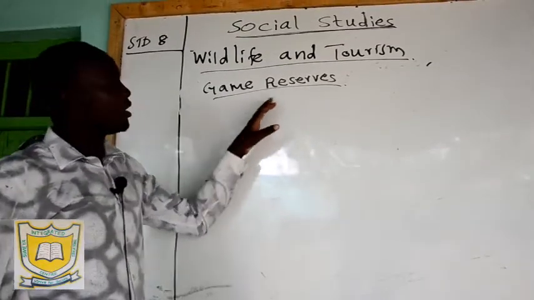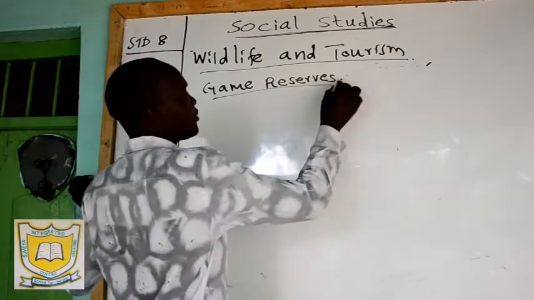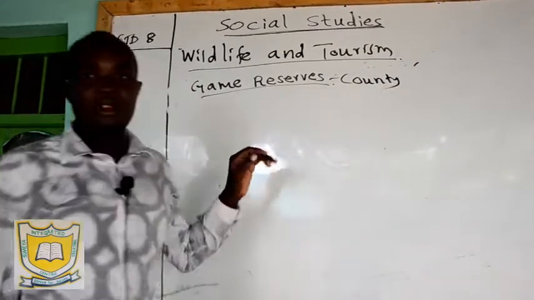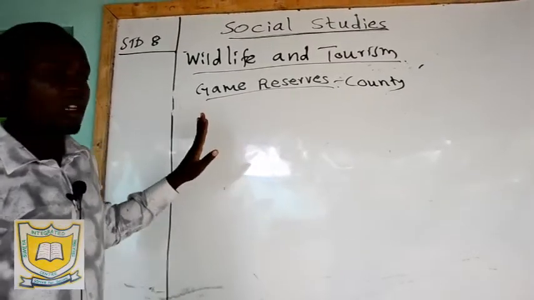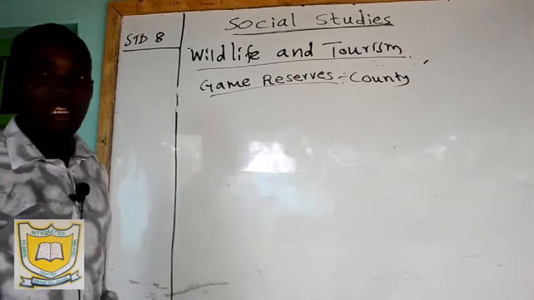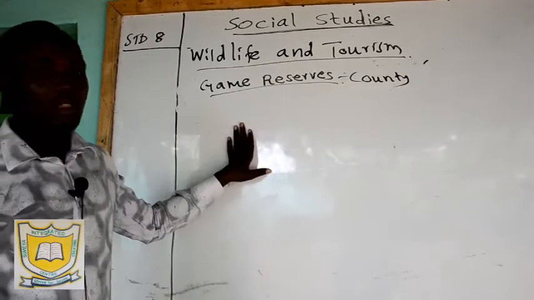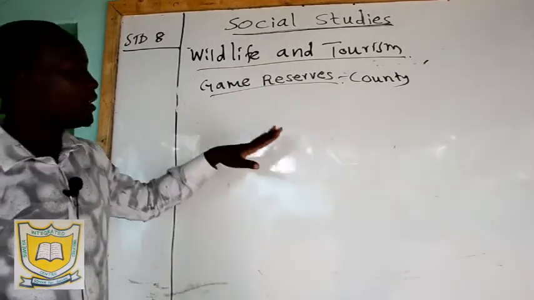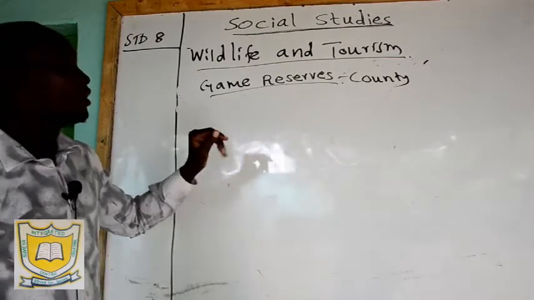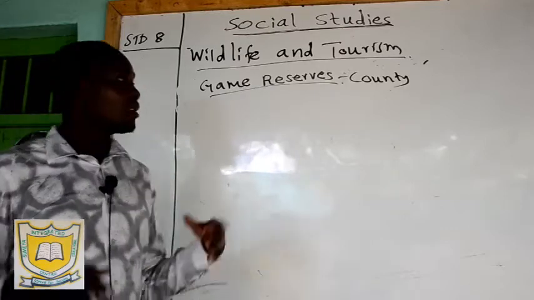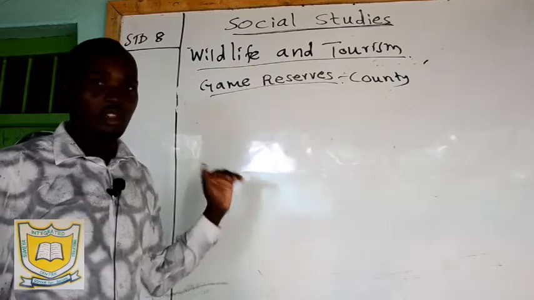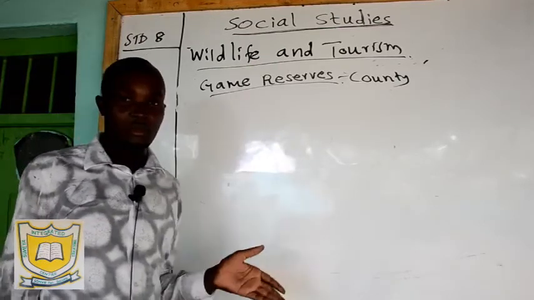Game reserves are protected or managed by the county government, the one that manages this. And in the game reserve, people are allowed to graze there. People are allowed to look for firewood in those areas. For example, Masai Mara. When you go to Masai Mara plains, you'll find that very many Masai people are looking after the animals in the savannah. While the giraffe are grazing, the zebra are grazing, Masai people are looking after the animals in those reserves. So that's a good example.